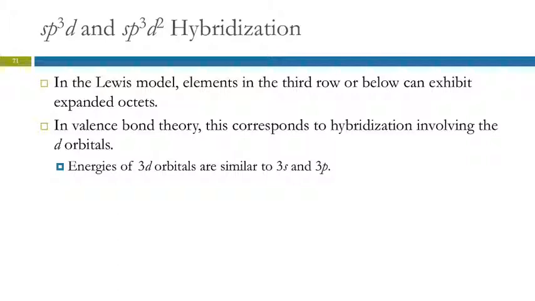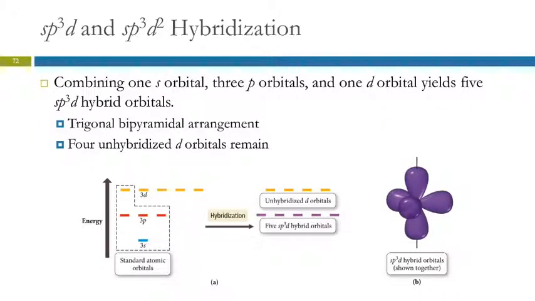And this can happen because the energies of the 3d orbitals are similar to those of the 3s and the 3p. So here we have 3s, 3p, and 3d orbitals. And we've looked at combining an s and 3 of the p orbitals, and we call that sp3 hybridization. We can also include 1 of the d orbitals.